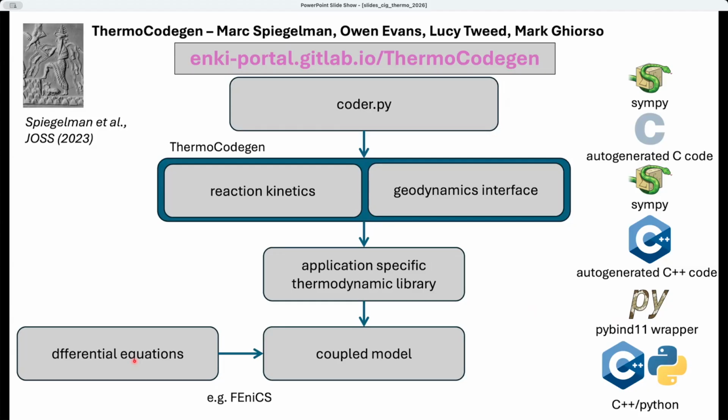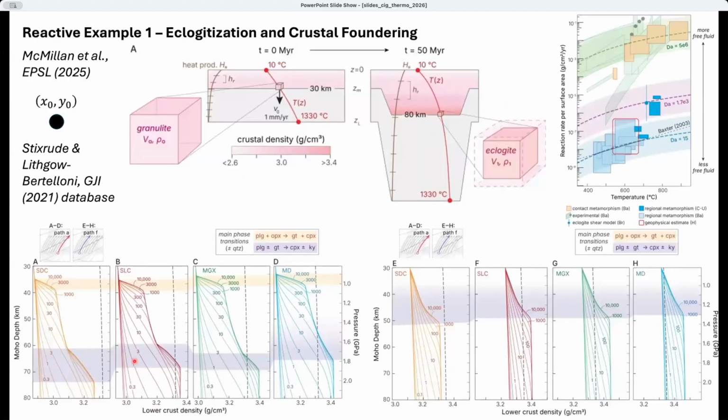And I'd like to use my last few minutes really just to give a couple of examples of using ThermoCodegen in this sort of reactive disequilibrium approach. So the first is by Mitchell Macmillan, looking at eclogitization and crustal foundering. Mitchell was interested in looking at the path of a granulite as the lithosphere thickened along a temperature-pressure path. So this is still a zero-dimensional, in terms of space, problem.